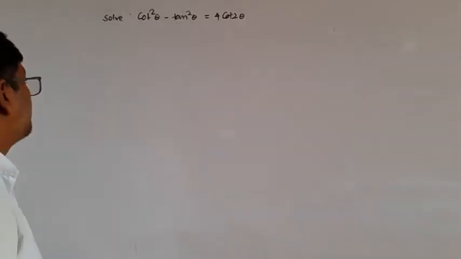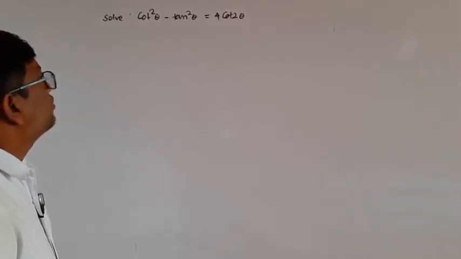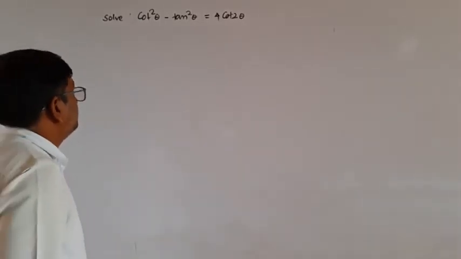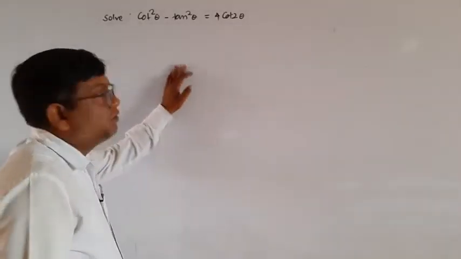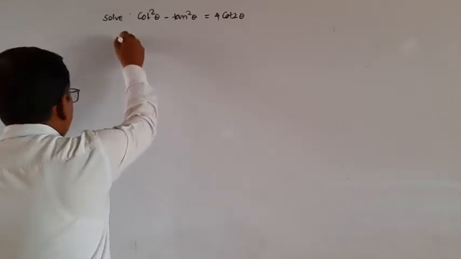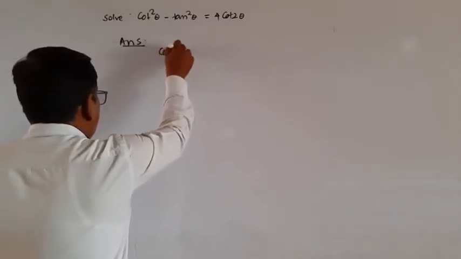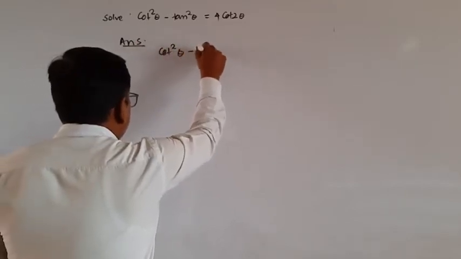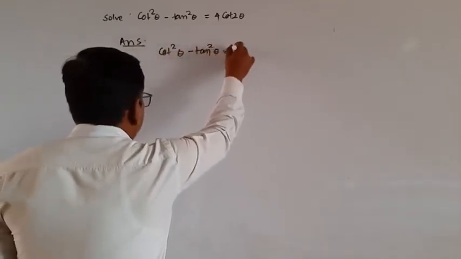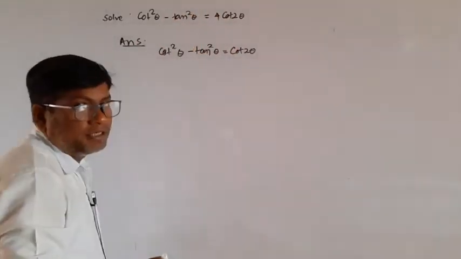Solve cot square theta minus tan square theta is equal to 4 cot 2 theta. Now convert this in terms of tan theta only. So the solution: cot square theta minus tan square theta is equal to 4 cot 2 theta.